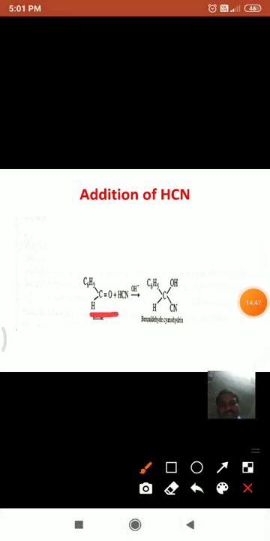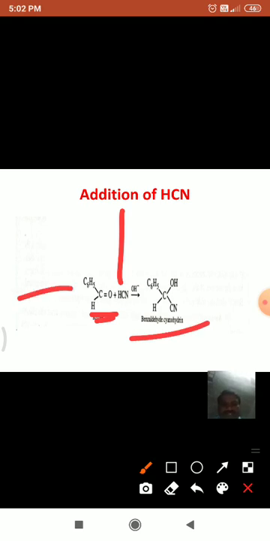This is benzaldehyde. When benzaldehyde reacts with hydrogen cyanide in basic conditions, it forms benzaldehyde cyanohydrin. C6H5CHO, this is benzaldehyde; C6H5 and to the carbon a cyanide group is attached and to the oxygen hydrogen is attached. This is known as benzaldehyde cyanohydrin.